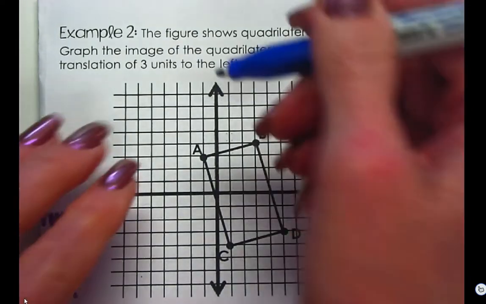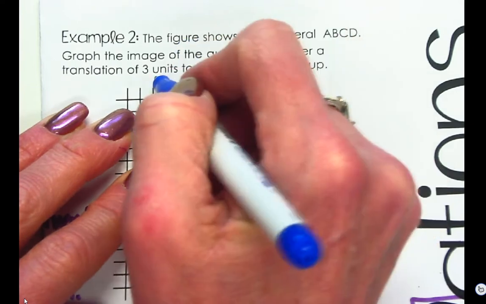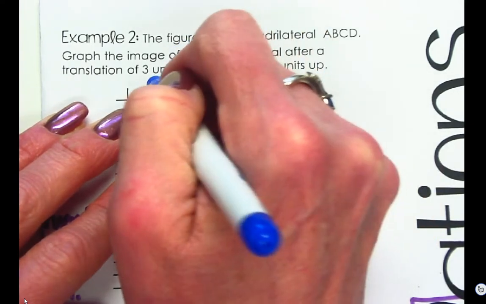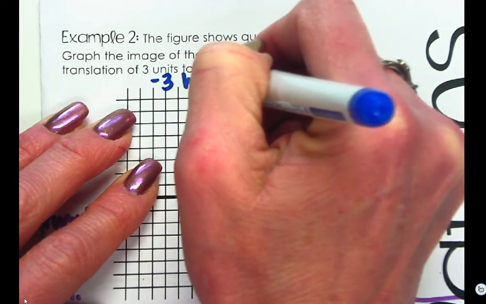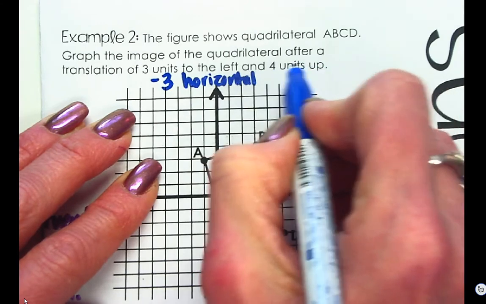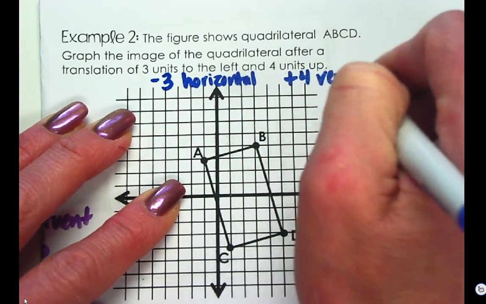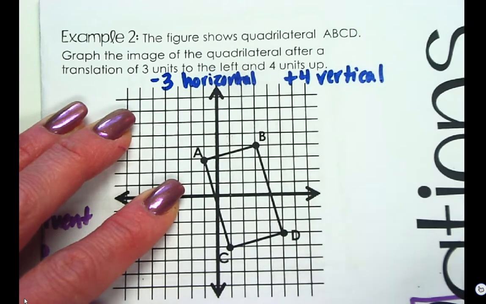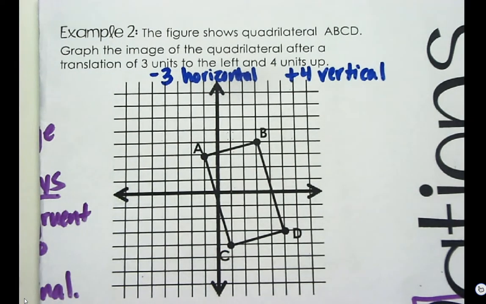So to the left, again, is going to be horizontal. And since it's going to the left, it's going to be -3 horizontal, because we're going to the left. And it's going to be 4 units up, so it's going to be +4 vertically. All right, just putting in that vocabulary, because you'll either see left and right, up and down, or you may see horizontal and vertical.